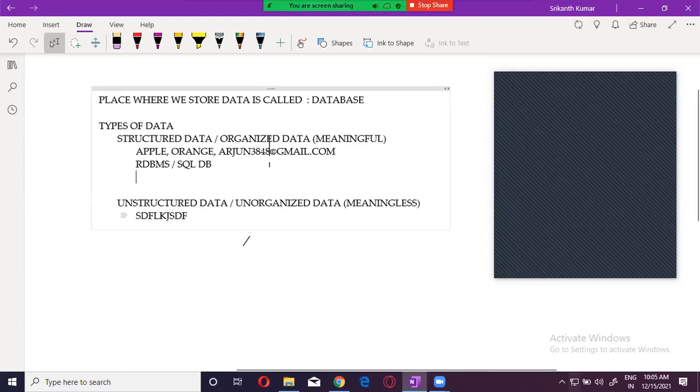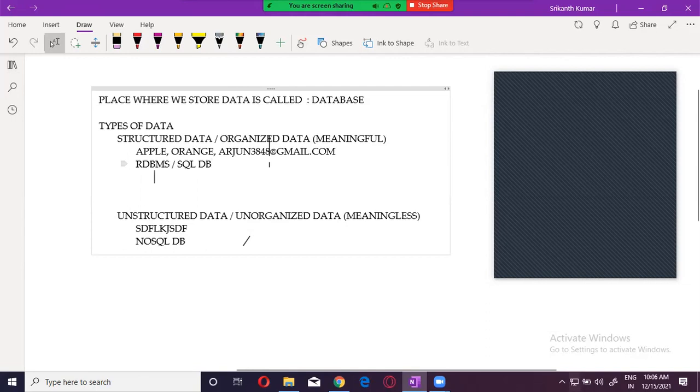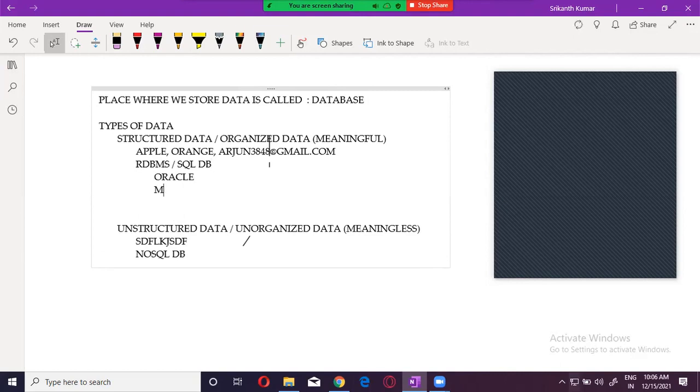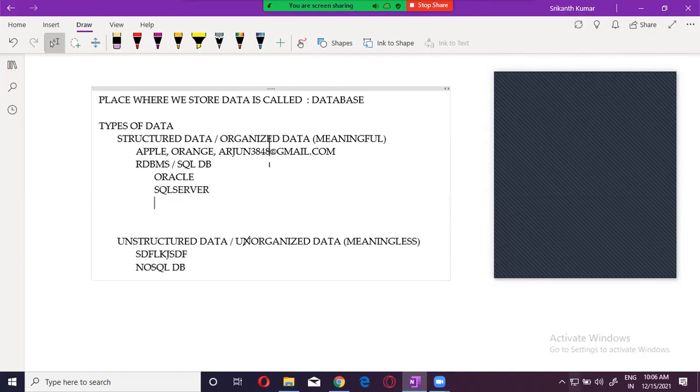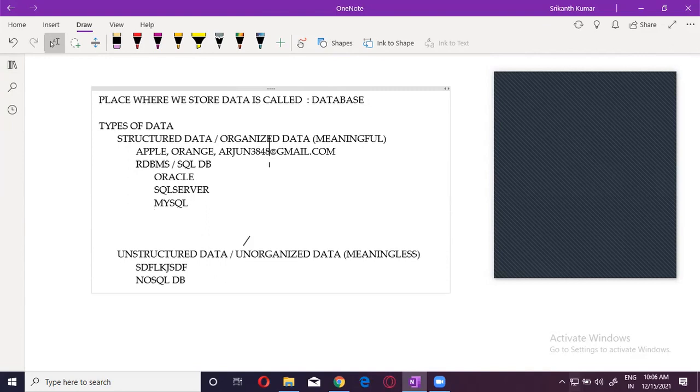Now, the place where this unstructured data is stored is called a NoSQL database, which is a very powerful database existing today. Examples of SQL databases are Oracle, one of the most powerful ones, SQL Server, MySQL, and many more. There are thousands and thousands of these.